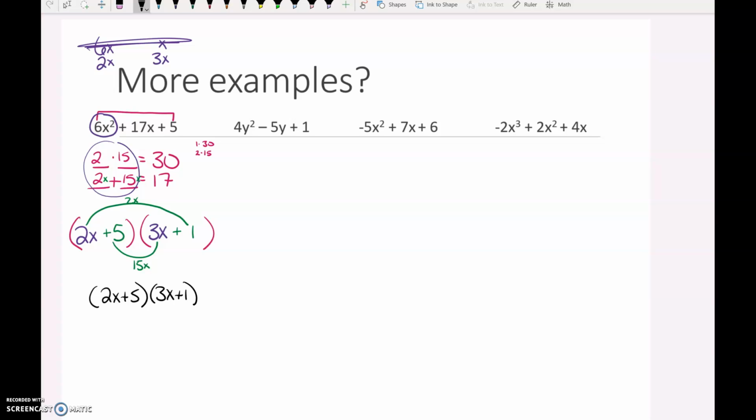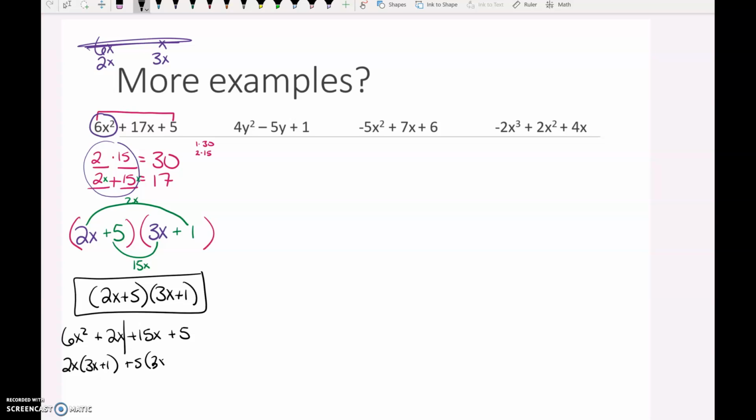If we want to do factor by grouping, we would have done 6x squared plus 2x plus 15x plus 5, and split it. These two have 2x in common. These two have 5 in common. That's the messiest looking 3 I've ever written. So my factored form is (2x + 5)(3x + 1).